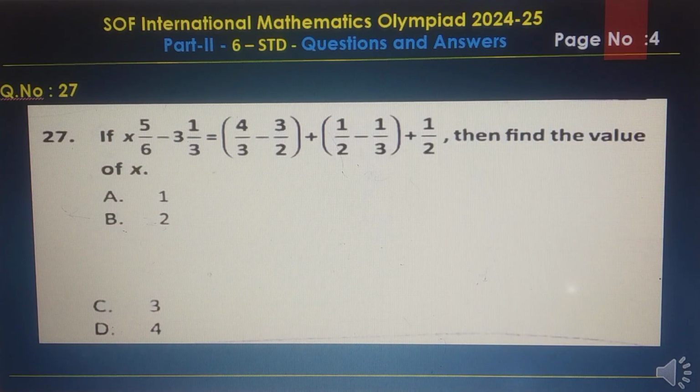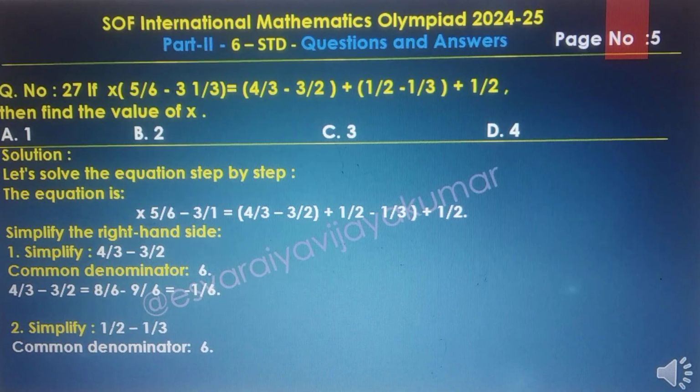Question number 27. If x times 5 upon 6 minus 3 upon 1 equals 4 upon 3 minus 3 upon 2 plus 1 by 2 minus 1 by 3 plus 1 by 2, then find the value of x. Here options A, B, C, D are there. Based on these calculations, first we can solve the equation step by step. This is the equation problem.